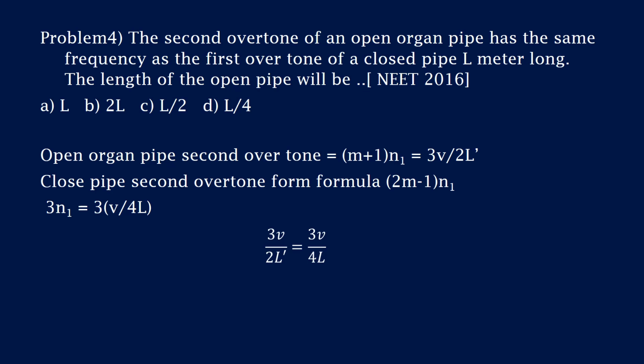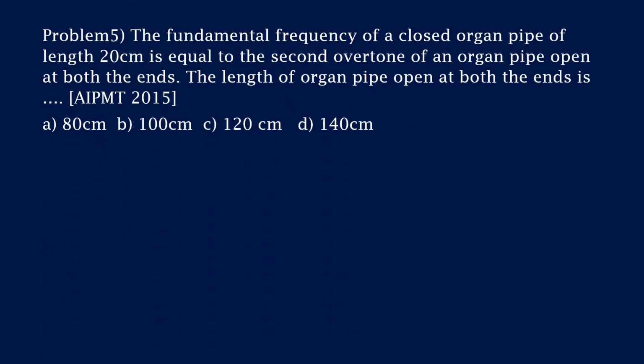For the open organ pipe, the second overtone is given by the formula (m plus 1) into n1. Putting the value of m as 2, we get 3v upon 2L dash. The formula for the closed pipe overtone is given by (2m minus 1) into n1. Substituting the value of m equal to 2, we get 3 into n1, which equals 3 times v upon 4L. Therefore, 3v upon 2L dash is equal to 3v upon 4L. On simplifying the equation for L dash, we get L dash is equal to 2L.